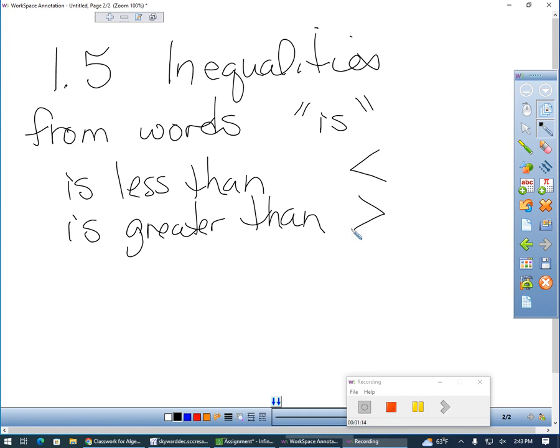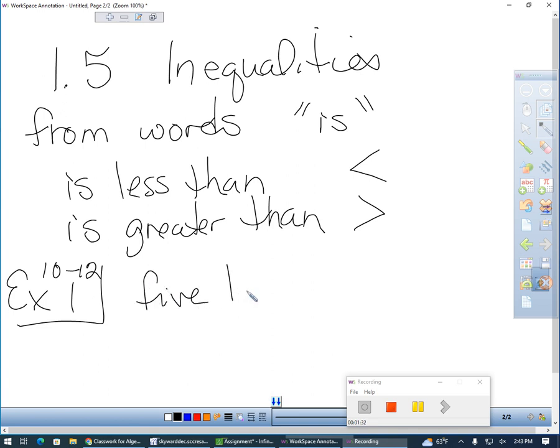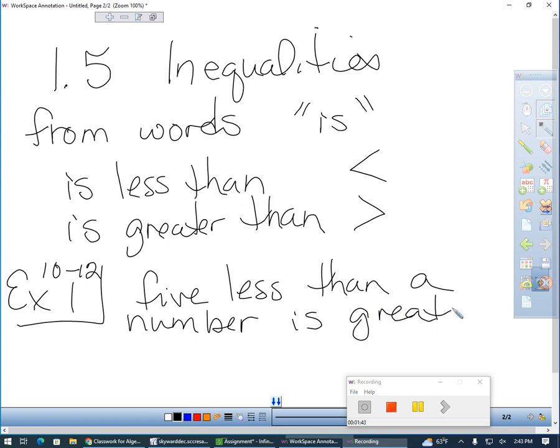Okay, so I just want to show you the first couple of problems you have in your homework. That's what you have to do, write an inequality from words. So this is 10 and 12. Let's say 5 less than a number is greater than 7.